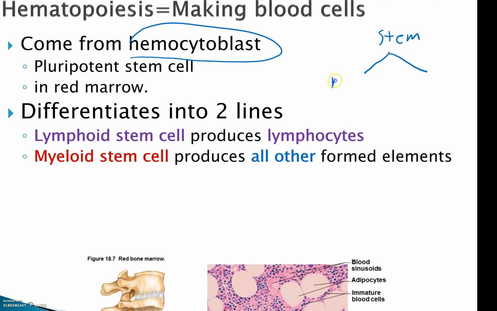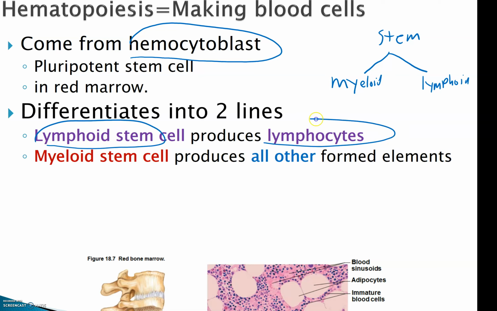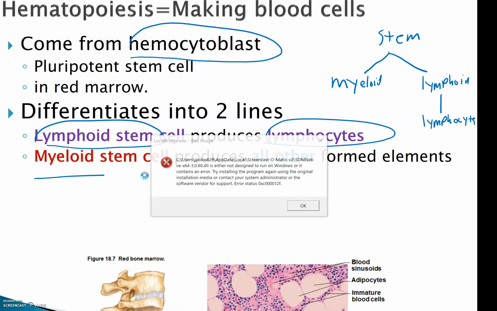It will become a myeloid or a lymphoid stem cell. Now, all of the lymphoid line become lymphocytes. There's debate whether or not they become this thing called a lymphoid dendritic cell and a mast cell. We're not going to worry about that. So lymphoid cells become lymphocytes. So the myeloid line, it makes everything else: the basophils, the neutrophils, the eosinophils, the monocytes, the erythrocytes, and the thrombocytes. So myeloids make everything else.